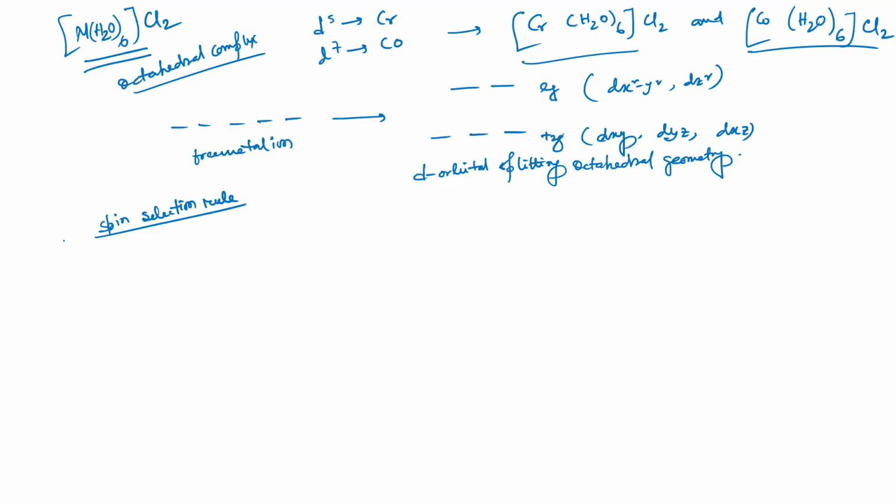So what is the spin selection rule? First, delta S has to be 0 for a spin allowed transition, and second, delta S not equal to 0 for a spin forbidden transition.